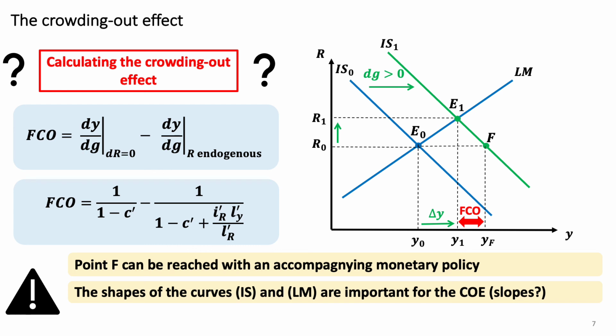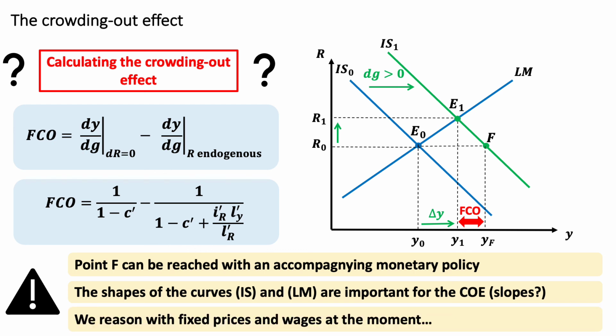Second remark, it is clear, looking at the graphs, that the crowding out effect will depend on the slopes of IS and LM. The next podcast is dedicated to this. Final point. Remember that so far, we've only been reasoning in the short term, at constant prices and wages. When, later on, we remove this assumption, our conclusions on the efficiency of fiscal policies will be different.